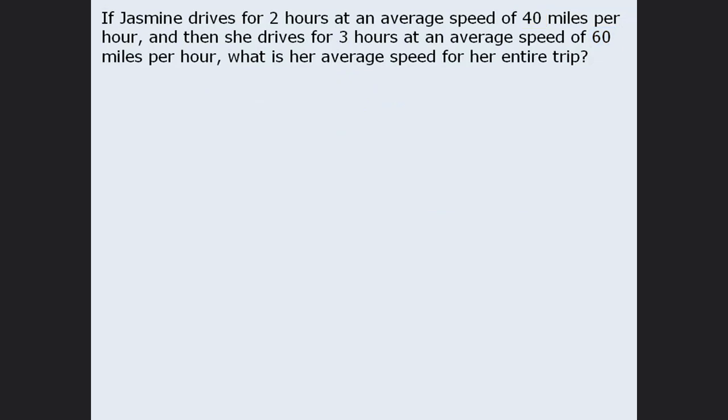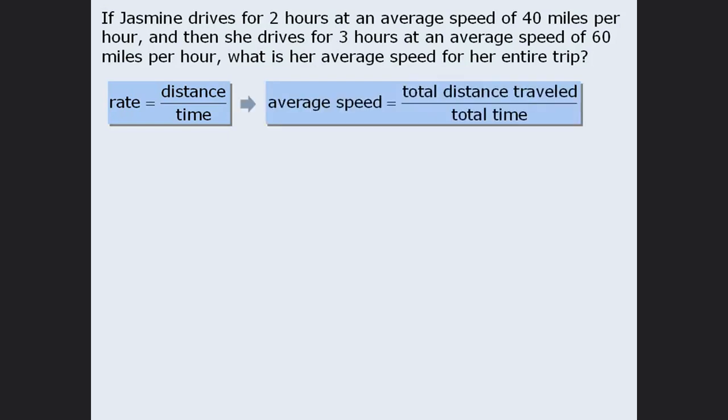Now, to find the speed during any trip, we simply divide the distance traveled by the travel time. Since this particular trip has 2 distinct parts to it, it might be useful to rewrite the formula to say that the average speed during a trip is equal to the total distance traveled divided by the total travel time. So let's begin by finding the total distance traveled.